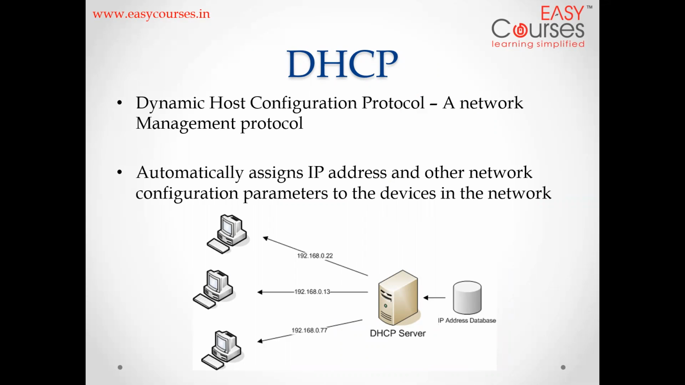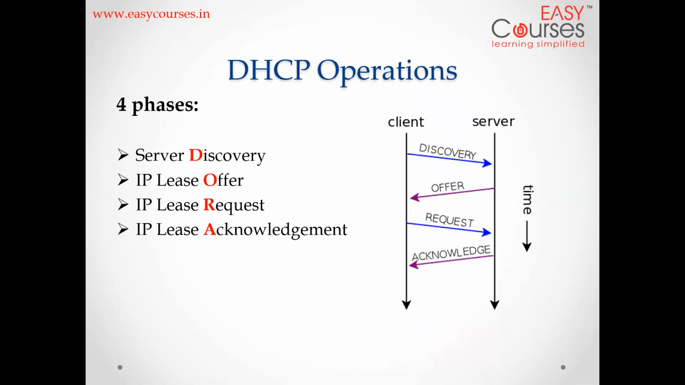It is a network management protocol. It automatically assigns IP addresses and other network configuration parameters to the devices in the network. DHCP has four phases. We are going to discuss the DHCP operations now. First, server discovery. Second, IP lease offer. Third, IP lease request. Fourth, IP lease acknowledgement. Let us see an example.